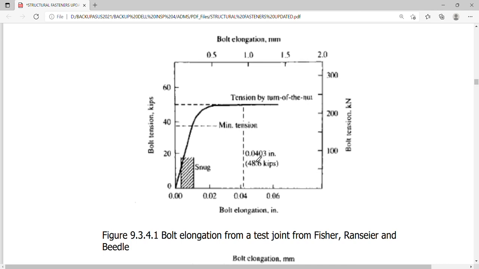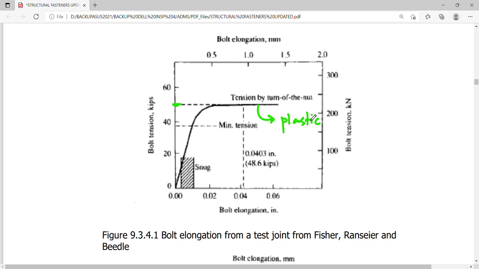Okay, we have here also the graph of a bolt elongation from a test joint from Fisher and Ransayer and Bedell. Okay, so here the bolt tension versus the bolt elongation is actually now measured. And you will see that after a while, when the bolt elongation has already reached a value of around more than 0.02, more or less, the tension of the bolt will be a fixed value while your elongation is still increasing. Okay, so you can think of this as some plastic behavior happening while you are turning the bolt.